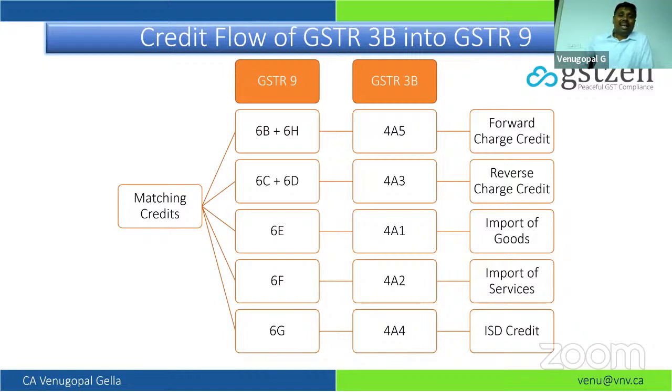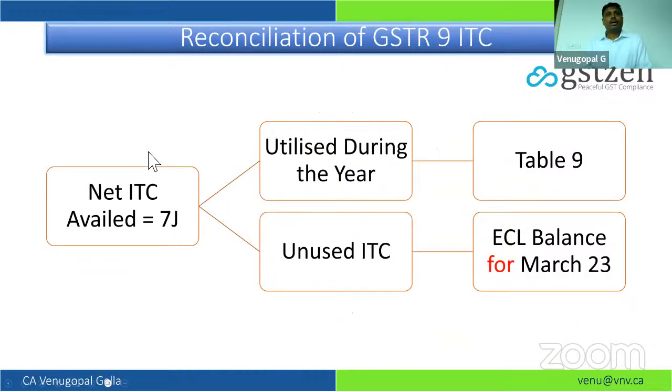If you have made any error in 3B, a wrong reporting, no problem. Here is an option to correct it and do a correct reporting in GSTR-9. So what you should be focusing on is 7J, that's the net input tax credit that one has availed. What is utilized during the year goes to table 9, taxes paid. If you have not used some credit, it is lying as a balance. So the 7J balance should match with table 9, taxes paid, or the closing balance in the electronic credit ledger as on March 23.